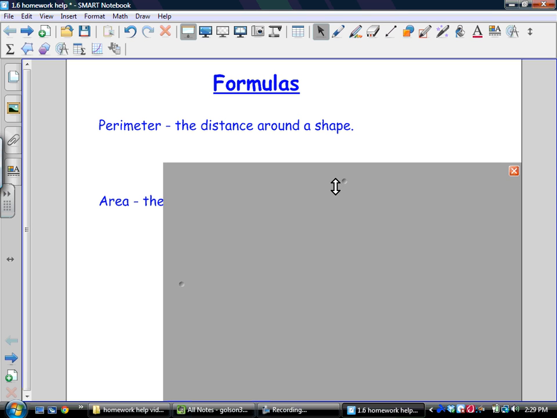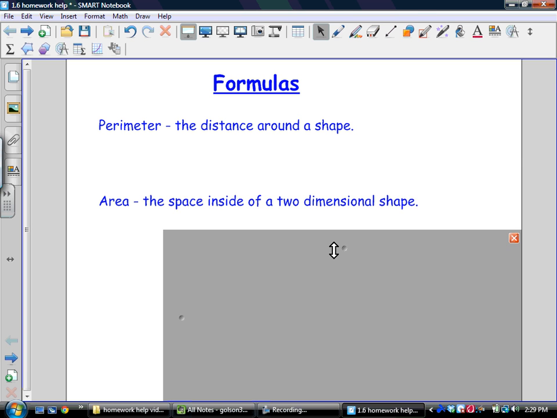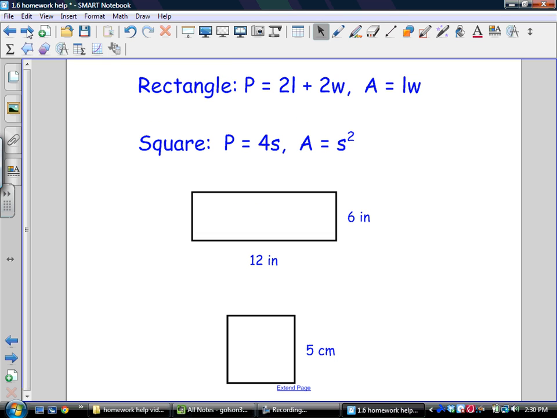The area, the definition of that is the space inside of a two-dimensional shape. It changes once you start talking about three-dimensional and stuff, but it's the space inside of a two-dimensional shape. So those are the two definitions that we needed. And now we're going to get a couple of formulas.